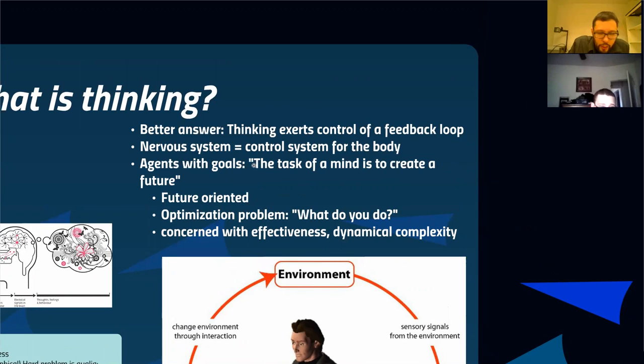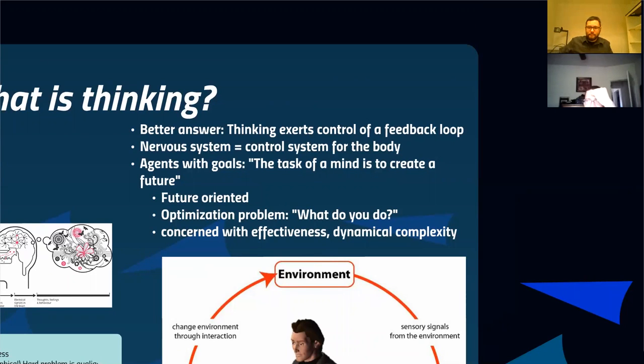Daniel Dennett quotes a playwright. I forget who the playwright is, but he says the task of the mind is to create a future. What the mind is doing is not just trying to assess what is true about the world. What the mind is trying to do is build a world. It's trying to do things so that the world changes its state. I'm hungry, and I know that if I go to the kitchen and make a sandwich, then I will no longer be hungry. So performing that action changes the state of the world. I don't like it when I'm hungry. I'd rather be in the state where I'm not hungry, and performing this action allows me to get into the state that I want to be in.